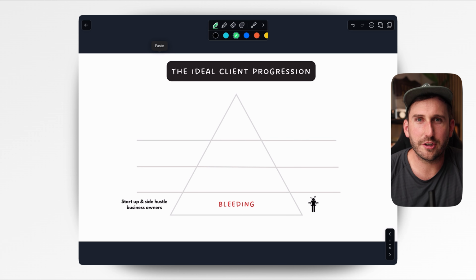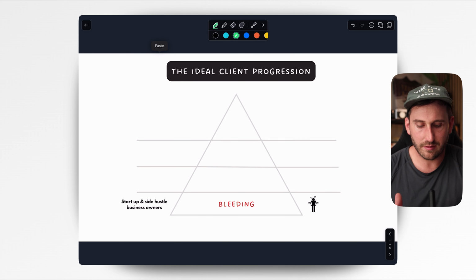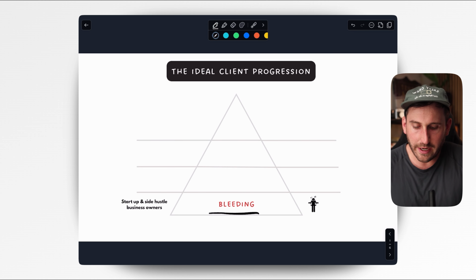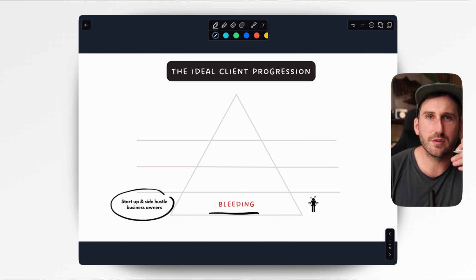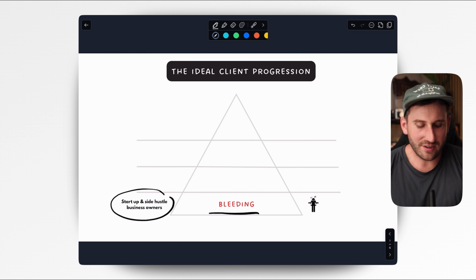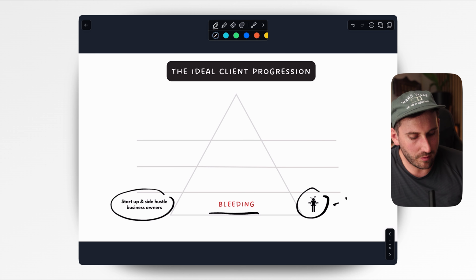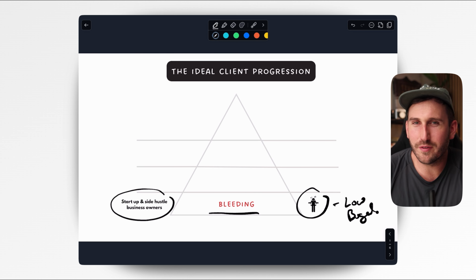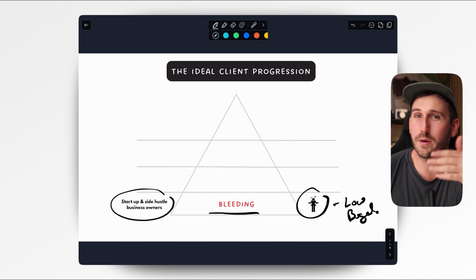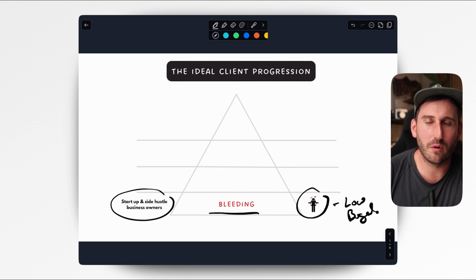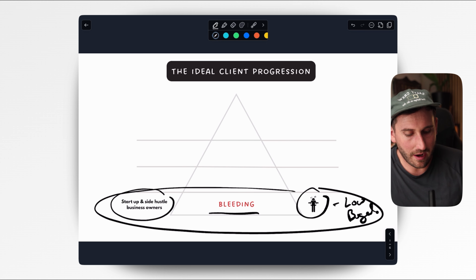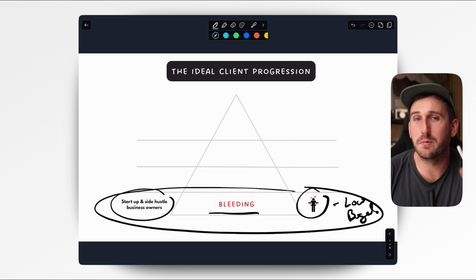So the ideal client progression is a combination of 4 layers. The first layer or level is what we call the bleeding level. This is where you attract startups, business owners, side hustle business owners, and this is usually where most people sit. This is what we call the low budget clients, right? This is great at the start when you're very new to video and you're learning the craft and you're wanting to get some pro bono clients, you want to get some people on board. This is where a majority of the market is, right? See how wide it is? A majority of the market in the business space actually sits within this spot.